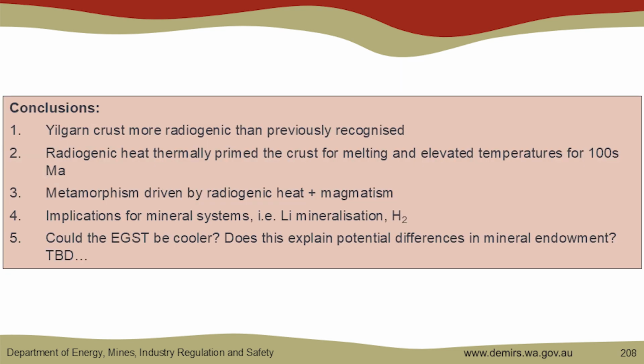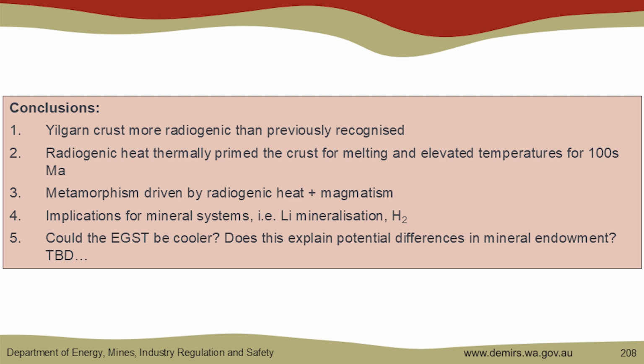So thank you for that whirlwind. To conclude, this work shows that the Yilgarn crust was more radiogenic, or is more radiogenic, than previously recognized. Radiogenic heat thermally primed the crust for melting and elevated temperatures by at least 150 million years. Notably, if there's another external heat source, so if we consider any sort of mantle input, mantle underplating, mafic magmatism, a plume, that's only going to promote melting at even shallower and shallower levels. So this is kind of a minimum story that I'm presenting.